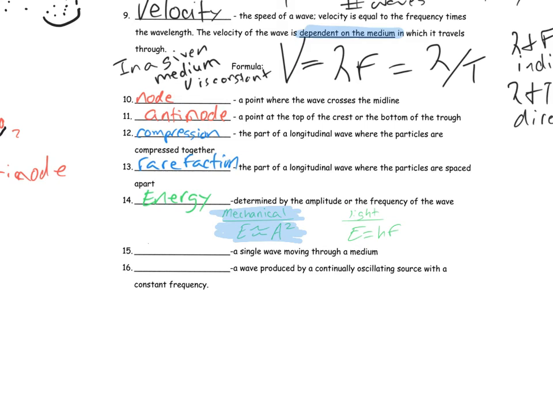Finally, we've got a pulse. A pulse is a single wave that moves through the medium. So imagine, if you will, that you're standing in one place holding a string. Maybe it's tied to a door, and you just raise your hand up and down one time, give it a little flick. What you would send through is a pulse wave.